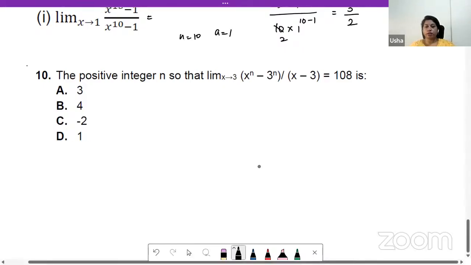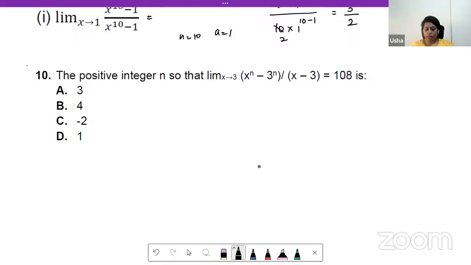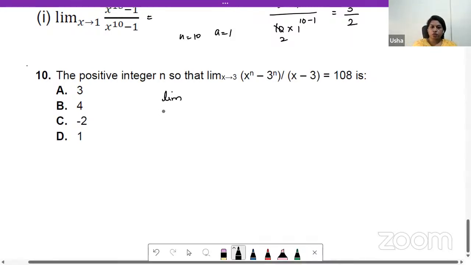Find the positive integer n so that the limit as x tends to 3 of (x power n minus 3 power n) divided by (x minus 3) is 108. Here they have given the answer options. We are supposed to find out the value of n. So limit x tends to 3, x power n minus 3 power n divided by x minus 3. This is of the standard format.